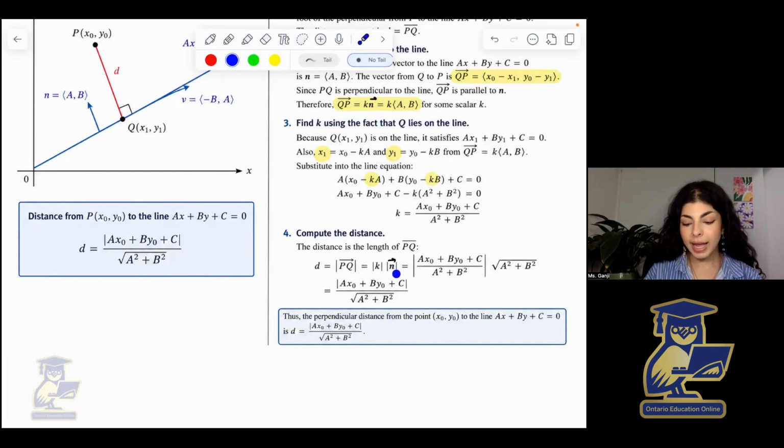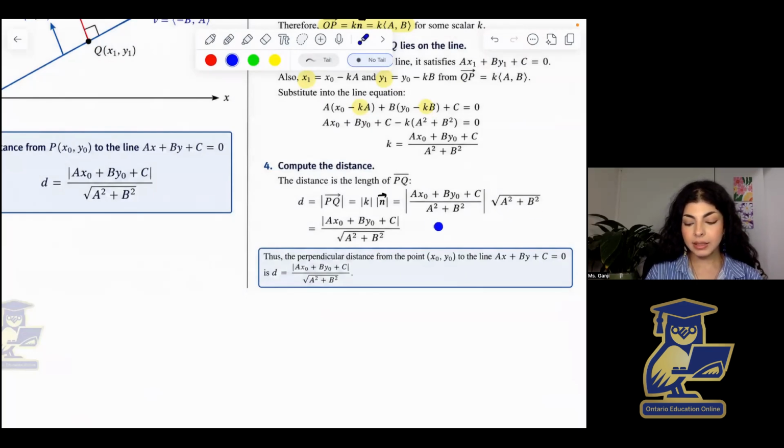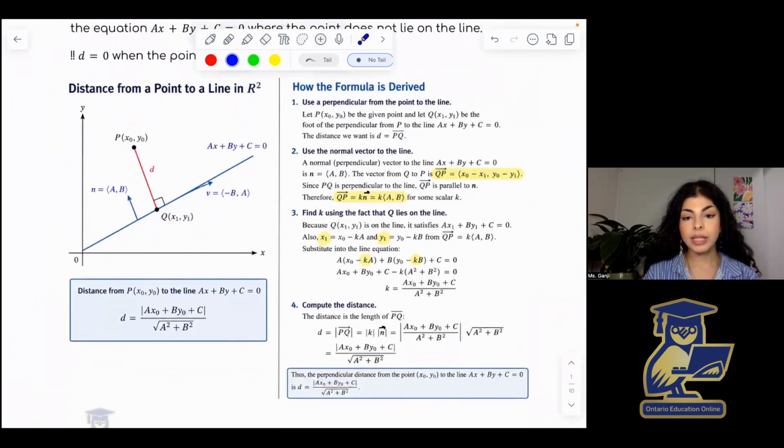Now, vector N being (a, b), we can find the magnitude as the square root of a squared plus b squared. And this is just k, and we took the absolute value. Now, all I've done is simplify this with the denominator here, and I end up with the square root of a squared plus b squared. And this is precisely the formula that I just gave you up here. And so that is how this formula is derived.